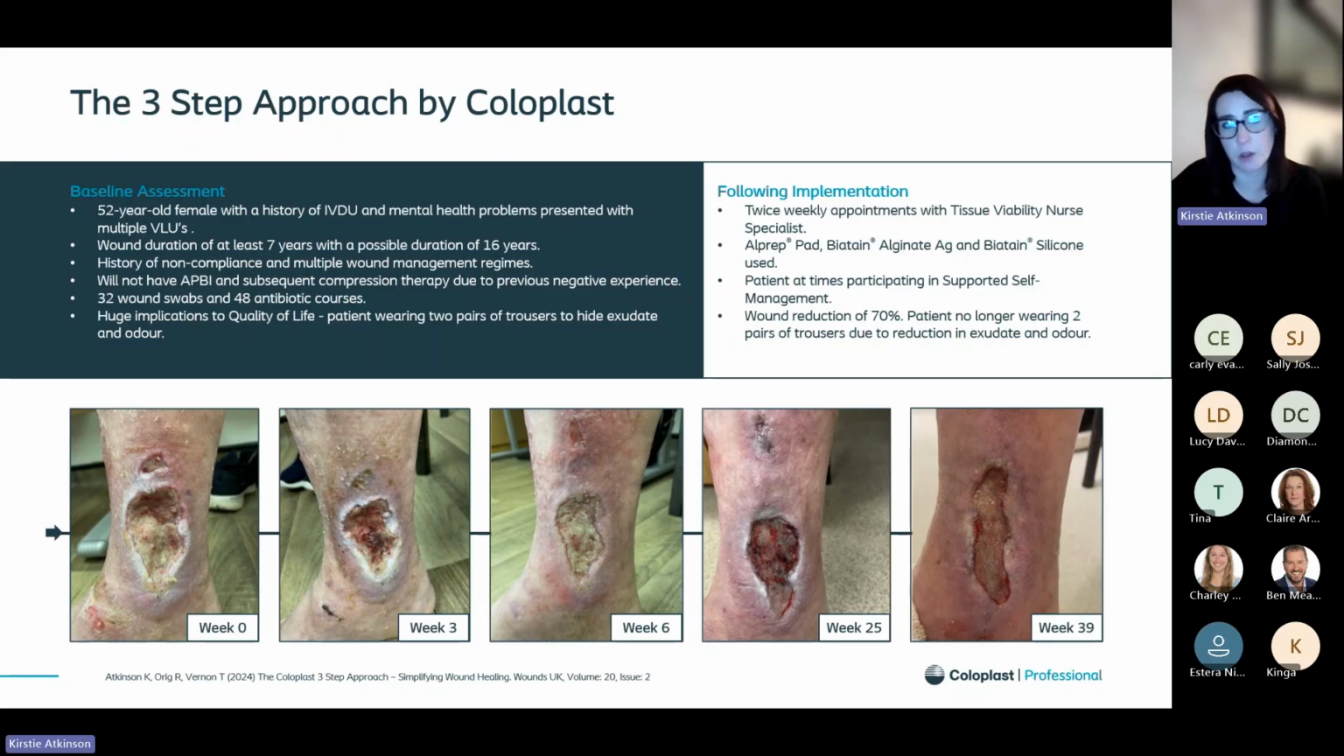But the biggest takeaway I think that we all took from this patient was that she got to the point where she wasn't wearing 2 pairs of trousers because the exudate volumes were normal and there was no odour. And she actually went out and bought herself a push bike, because she wasn't suffering with immobility, because the pain had got better as the wounds healed as well. So it had major impacts to her quality of life improving just by following the 3-step approach.